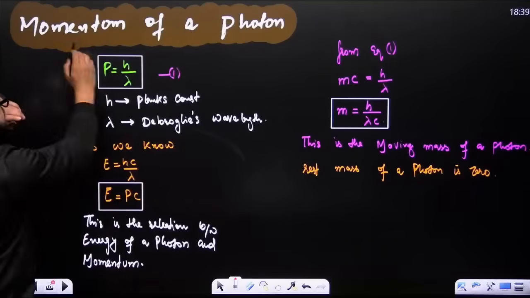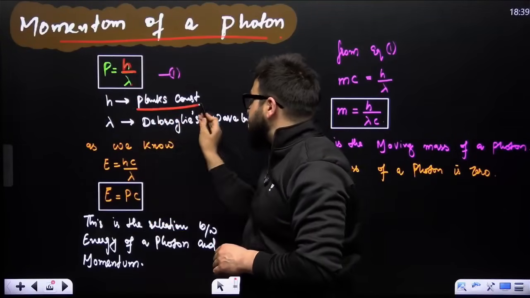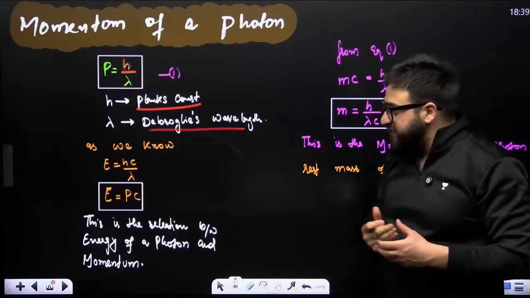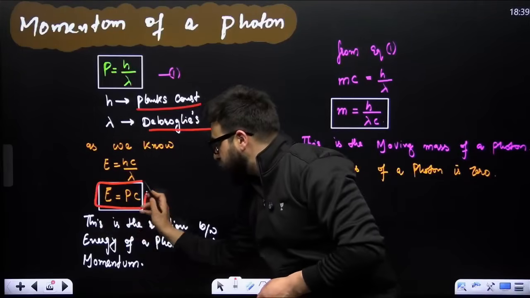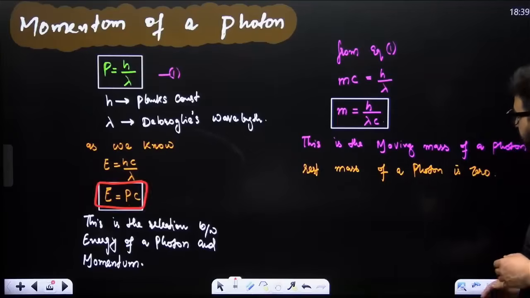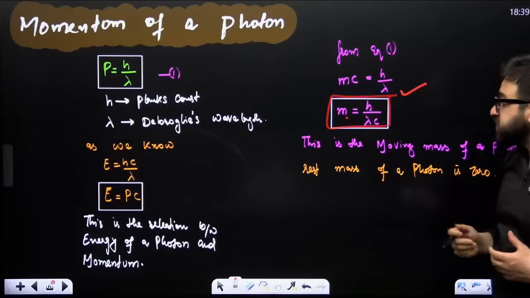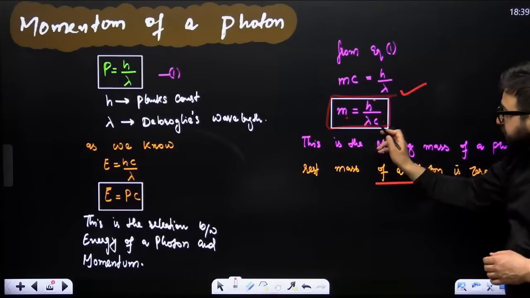Then, my dear NEET aspirants, the momentum of a photon. We say the momentum of a photon is h divided by lambda, where h is Planck's constant and lambda is de Broglie's wavelength. This is one more relation that I want you to remember. This is the relation between energy and momentum of a photon: E is equal to P into C. I want you to remember this relation also. This is what we call the moving mass of a photon, because we say the rest mass of a photon is 0. It is h divided by lambda c.